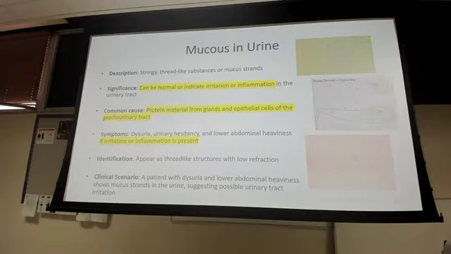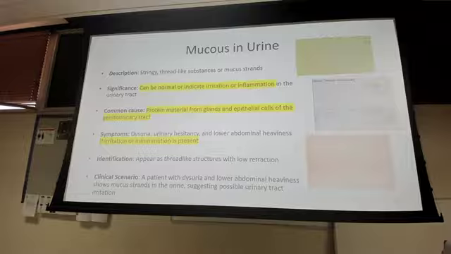Mucus in urine. This doesn't always necessarily indicate that there's something going on. A lot of times you'll see this in women, and that'll be contamination from the vaginal canal. But it could indicate some type of irritation or inflammation, okay? So a lot of times we'll see mucus also involved with UTIs as well.